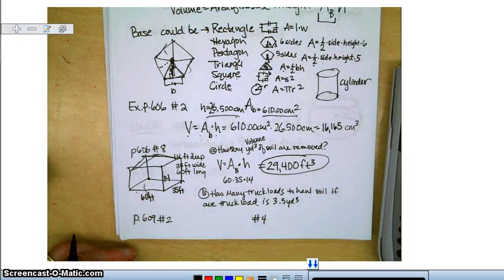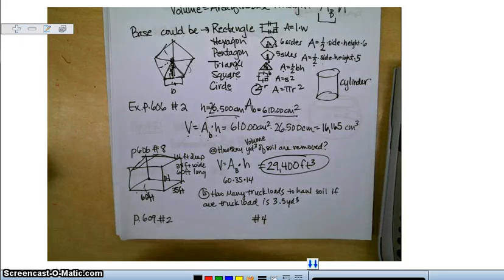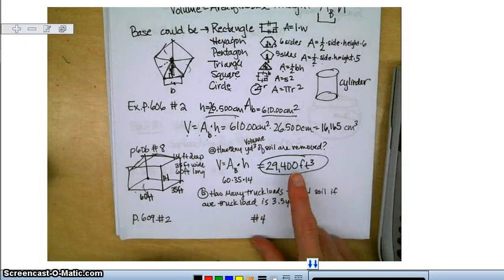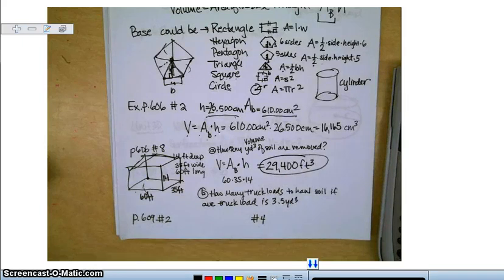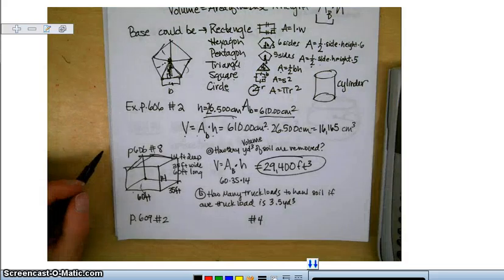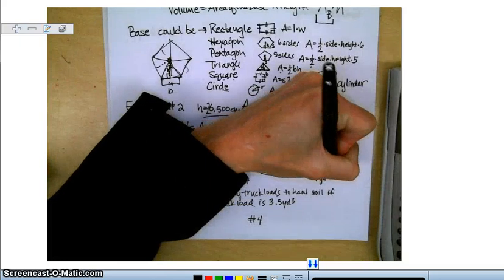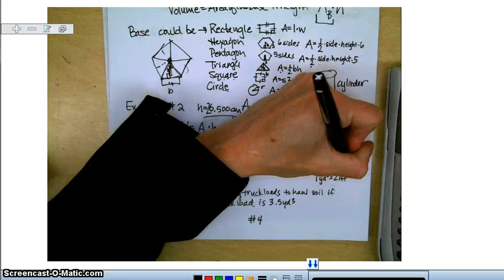All right, so now we want to know how many truckloads to haul all of this soil if the average truckload is 3.5 yards. Oh, and they say yards cubed. Let's see, what did I copy? Wrong here. Oh, yeah, we need cubic yards. So we're going to have to change this into cubic yards. So we need to get our little conversion things out. And how do I change into cubic yards? All right, so 1 cubic yard, 1 yard cubed, is equal to 27 feet cubed.